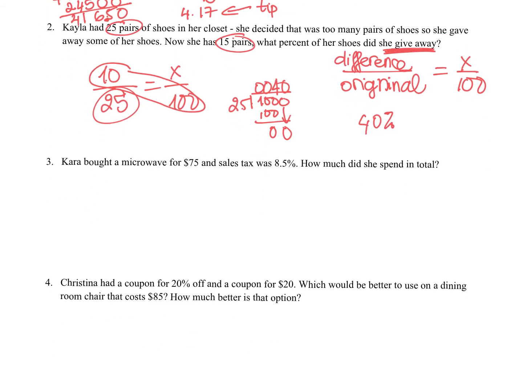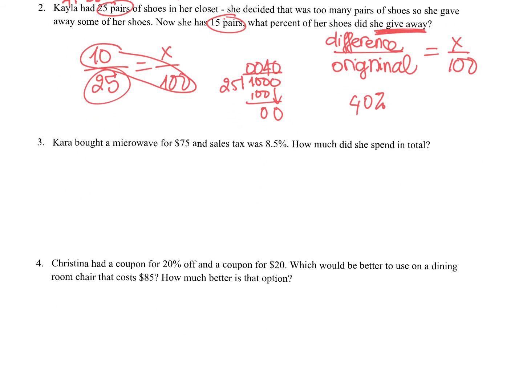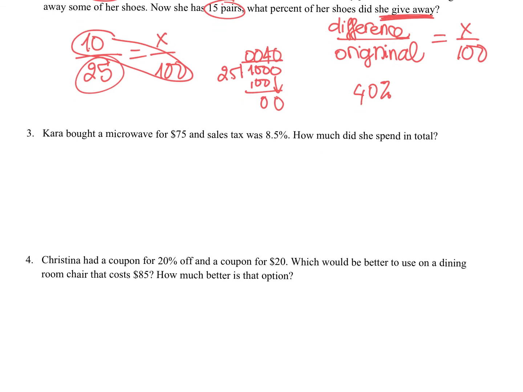All right, number three. Kara bought the microwave for $75. The sales tax is 8.5%. How much did she spend in total? All right, so we will have 8.5% means 8.5 out of 100. And then we have the part, we don't know how much is the tax, so it's going to be x over the total cost of the microwave, so it will be 75.